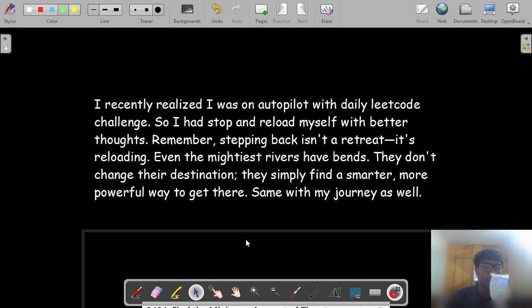I recently realized I was on autopilot with the daily Leetcode challenge. So I had to stop and reload myself with better thoughts. Remember, stepping back isn't a retreat, it's reloading. Even the mightiest rivers have bends. They don't change their destination. They simply find a better, smarter, more powerful way to get there. Same with my journey as well.